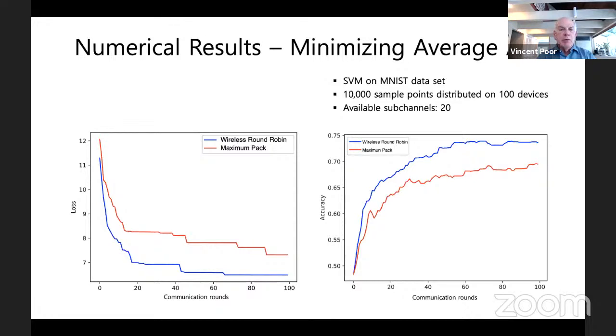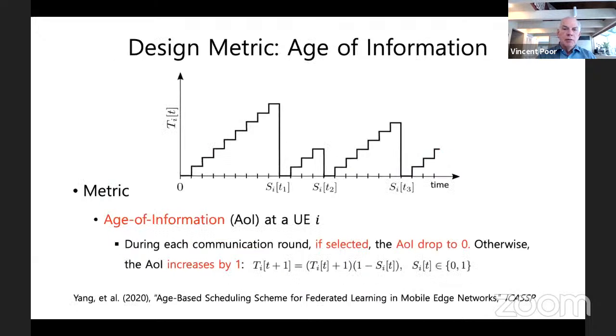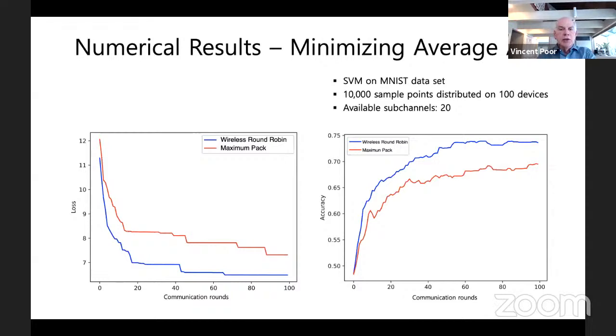So wireless round robin is what I just described, minimizing the average age. I don't think I put an algorithm here, but basically there's an algorithm where we minimize the average age within some constraints. That algorithm is polynomial time, so it can be run on each round. That's what's shown here in blue. We call it wireless round robin.